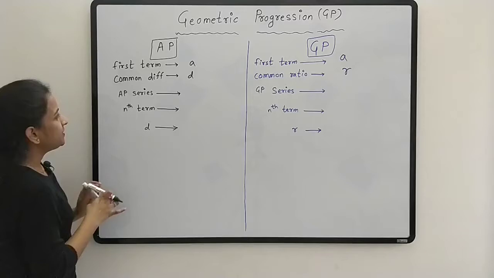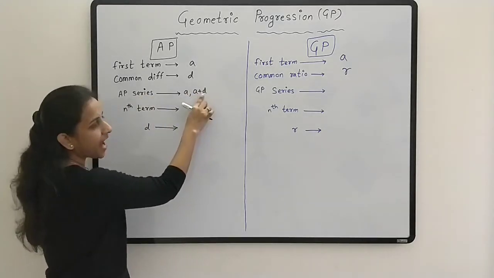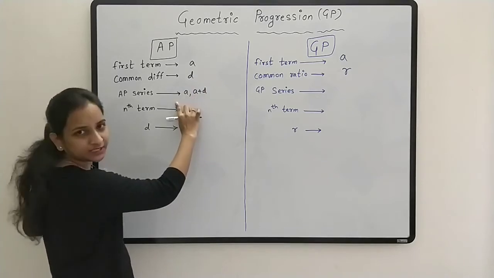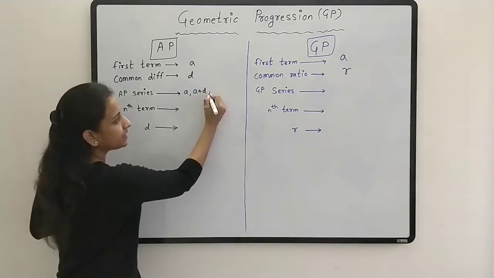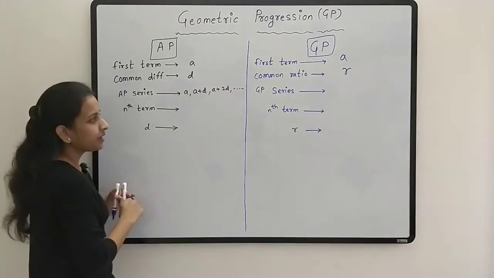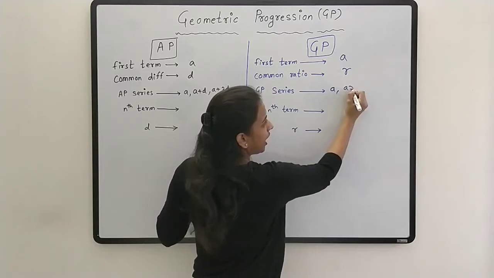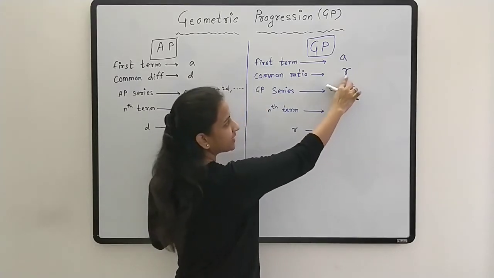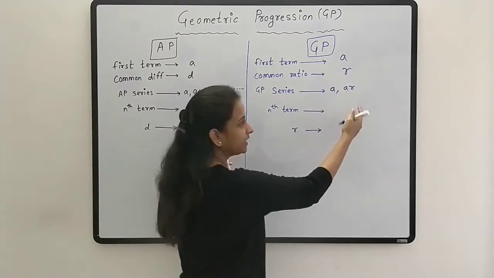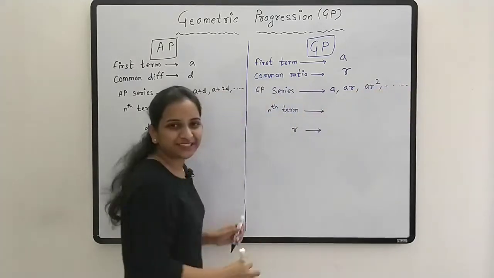Okay. AP series is like A plus D. We are adding common difference to its previous term to get next term. Next term will be A plus 2D. Like this series continues. But GP series is like A into R. We are multiplying common ratio to its previous term to get next term. Next term will be AR square. Like this is GP series.